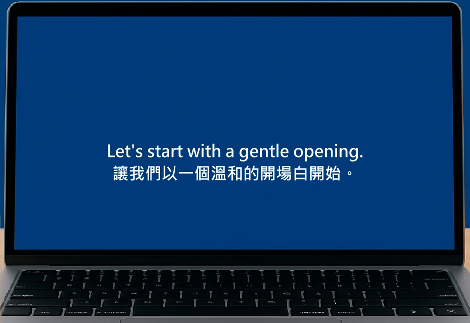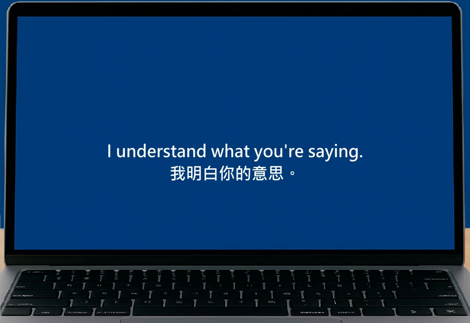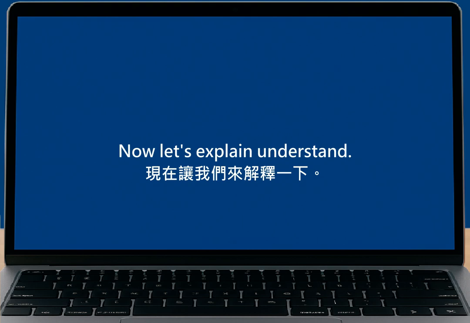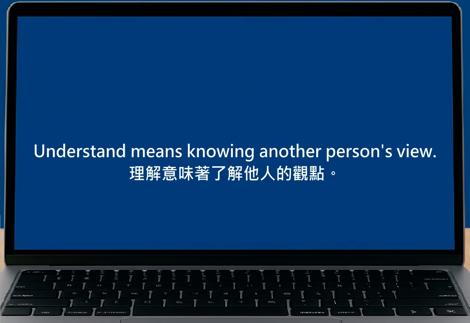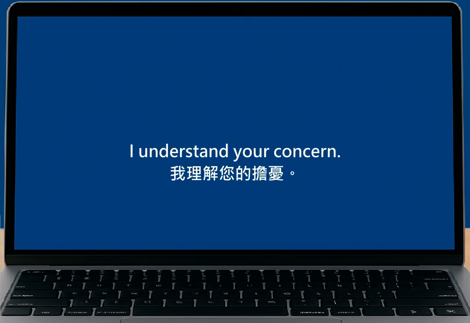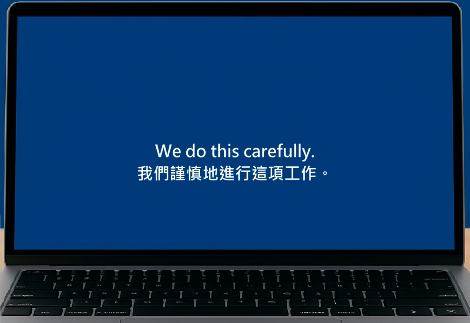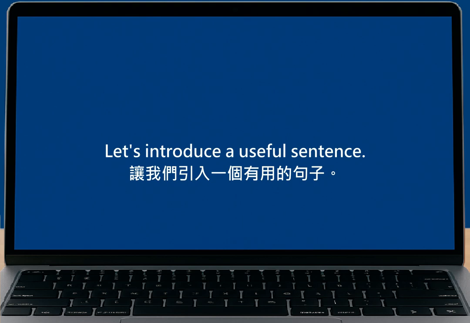Let's start with a gentle opening. I understand what you're saying. This sentence shows respect. Now, let's explain understand. Understand means knowing another person's view. Example: I understand your concern. Next, we add our own opinion. We do this carefully.